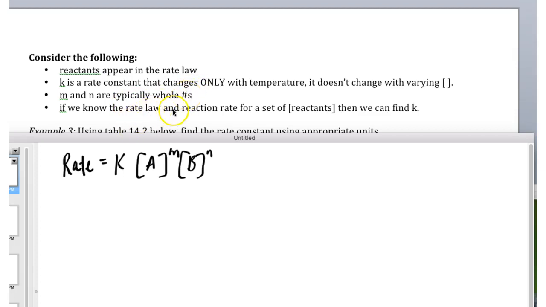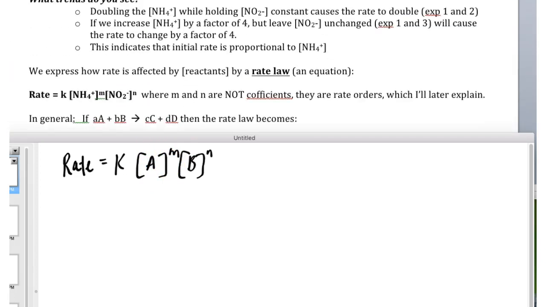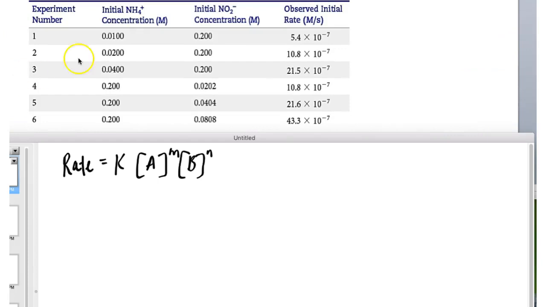If we know the rate law and the reaction rate for a set of reactants, then we could find K. So if you look at the table above, we know the concentration of reactant A, and we know the concentration of ammonium. We could plug this number here and this number here, and then figure out what little m and little n are, and we know the rate. So the rate is going to be this, and you plug that in, and then we solve for K.